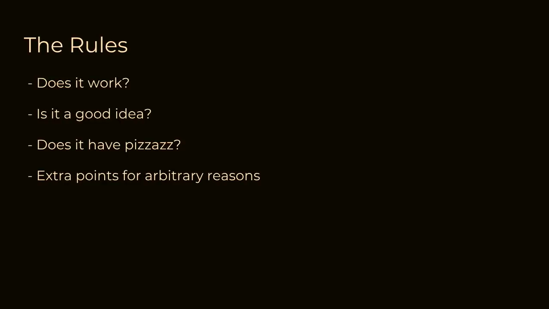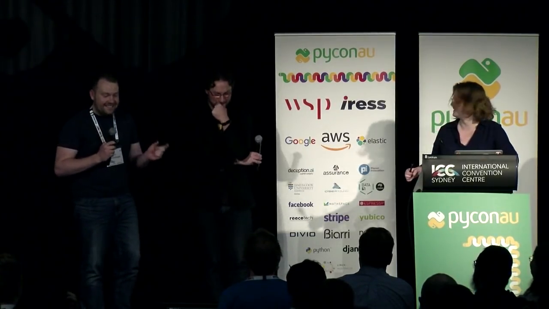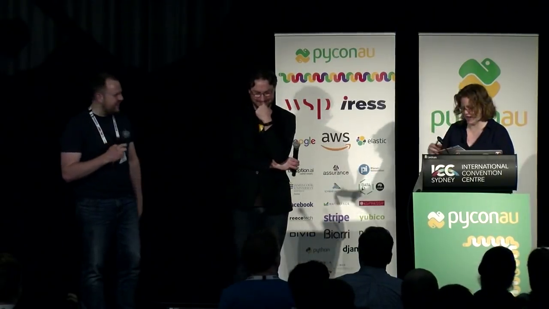So I've invented some rules for judging these implementations. Does it work? Is it a good idea? Does it have pizzazz, and extra points for arbitrary reasons? So the first implementation that we are looking at is the flip-flopperator PyPI package. FlowBlock actually got this up on PyPI in the last 20 hours, this morning, which is quite impressive. There's documentation, there's tests. I'm not sure what that square is. I don't think it's a square in the original thing. It's meant to be a digraph from the Canadian Aboriginal syllabic block, which is a valid Python identifier consisting of 2 dots.